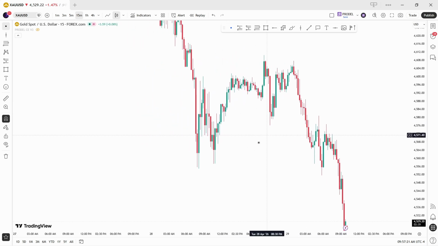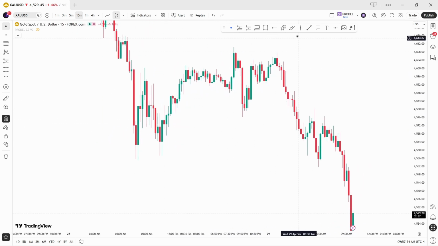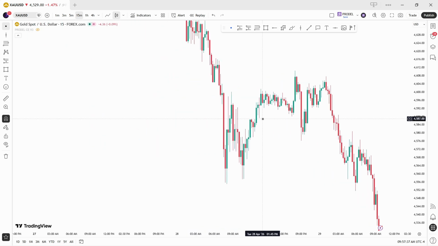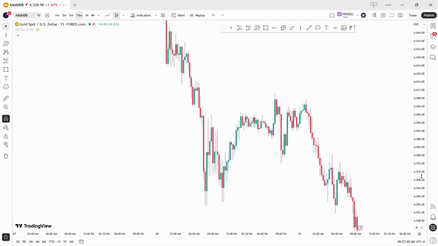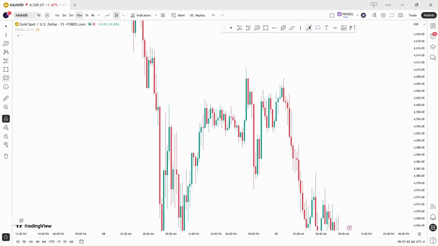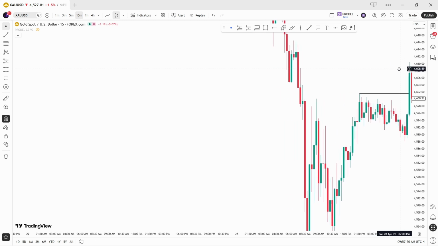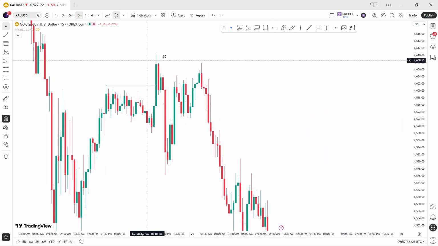First of all, our trading session starts from 8 p.m. New York time zone. We can see there was a high which is broken by the 8 p.m. candle like this, and this forms the structure like this. Yeah, you can see this forms the structure like this.